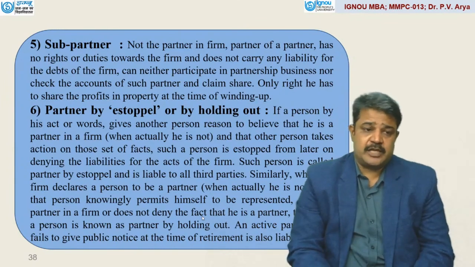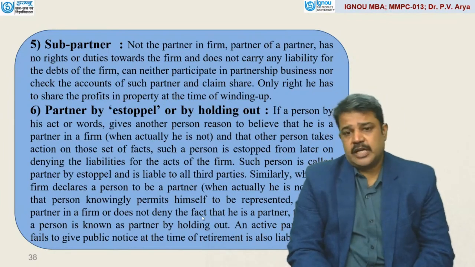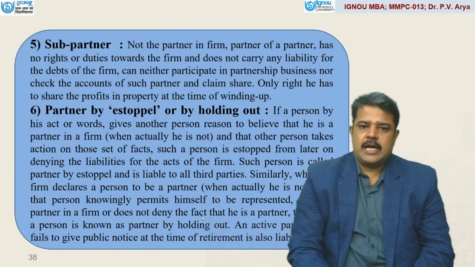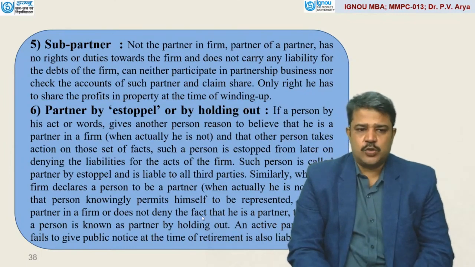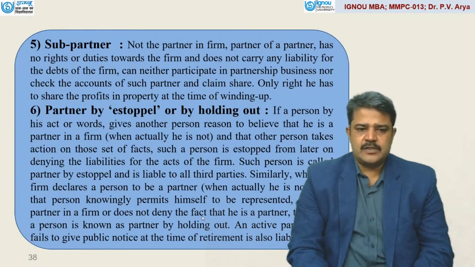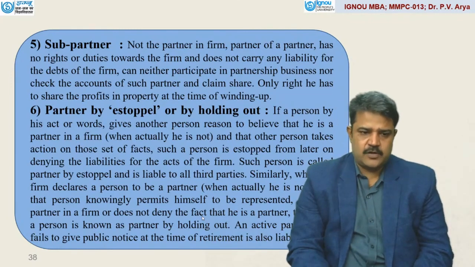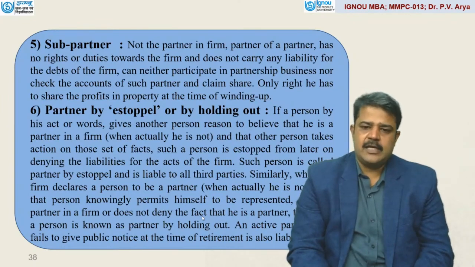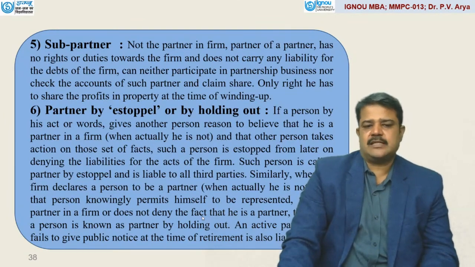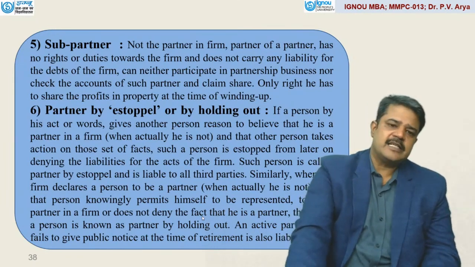The last one seems to be a very interesting one: partner by estoppel or by holding out. If a person by his acts or words gives another person reason to believe that he is a partner in the firm when actually he is not, and that other person takes action on those facts, such a person is stopped from later denying the liabilities for the acts of the firm. Such a person is called a partner by estoppel and is liable to all third parties. Similarly, when a firm declares a person to be a partner when actually he is not, and that person knowingly permits himself to be represented as a partner in the firm, or does not deny the fact that he is a partner, then such a person is known as a partner by holding out. An active partner who fails to give public notice at the time of retirement is also liable and is considered in a similar category.